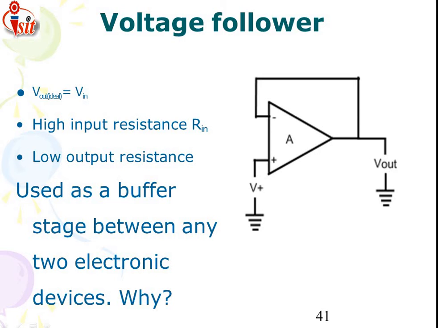Voltage follower. For the voltage follower, the output voltage is equal to the input voltage. What is the output of the voltage follower? Output voltage is equal to input voltage. That means sometimes the voltage follower is also called a unity gain amplifier, that means the gain introduced by the voltage follower is equal to 1. The high input resistance and low output resistance are used as a buffer stage between any two electronic devices. And why? These are the questions that come to mind related to the voltage follower.